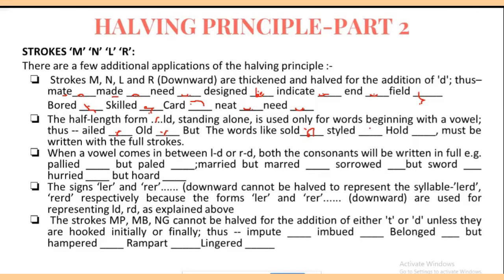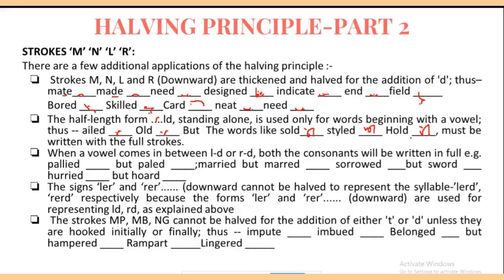Same with styled. There is an initial attachment of the ST loop. In case of hold, tick H is being used. In this case, the initial attachment of tick H is also there. Then it will be written in full. Must be written with the full strokes.